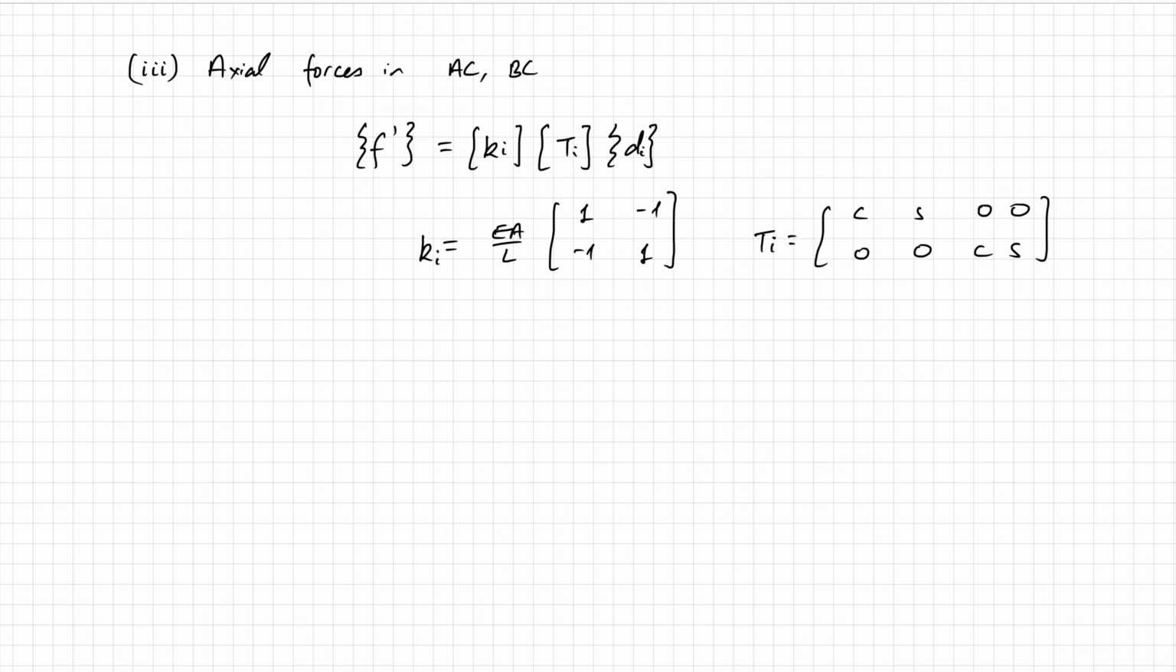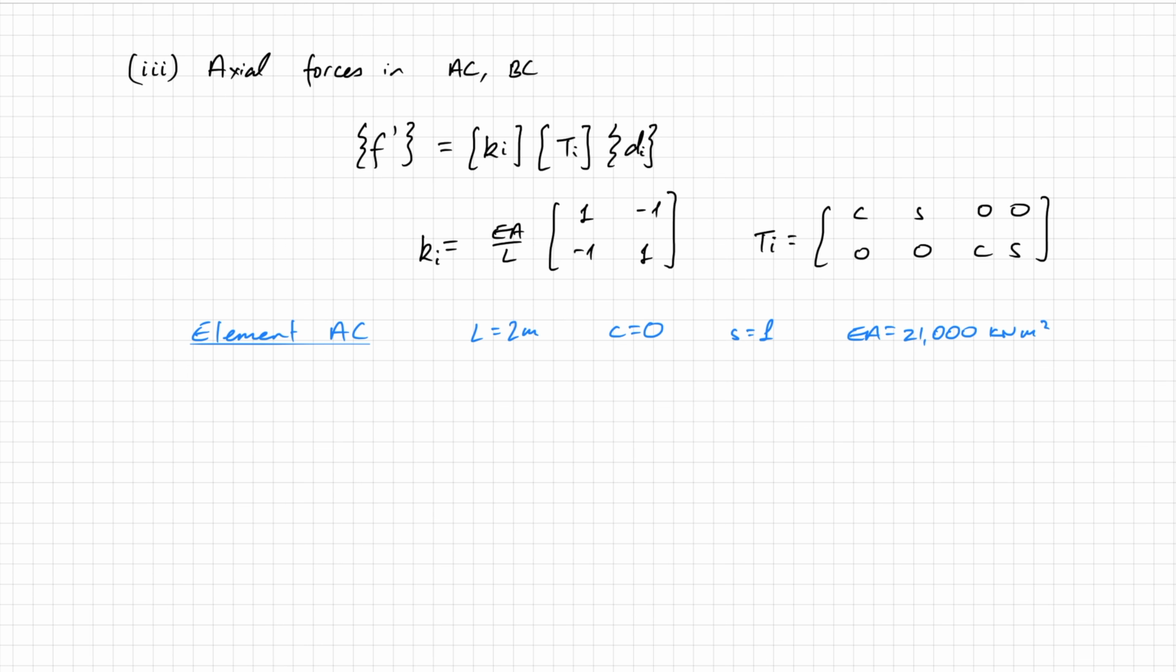So let's start off with element AC. As a reminder, L was 2 meters, C was 0, S was 1, EA, just going to write that here, is 21,000 kilonewton square meters, just matching my units.